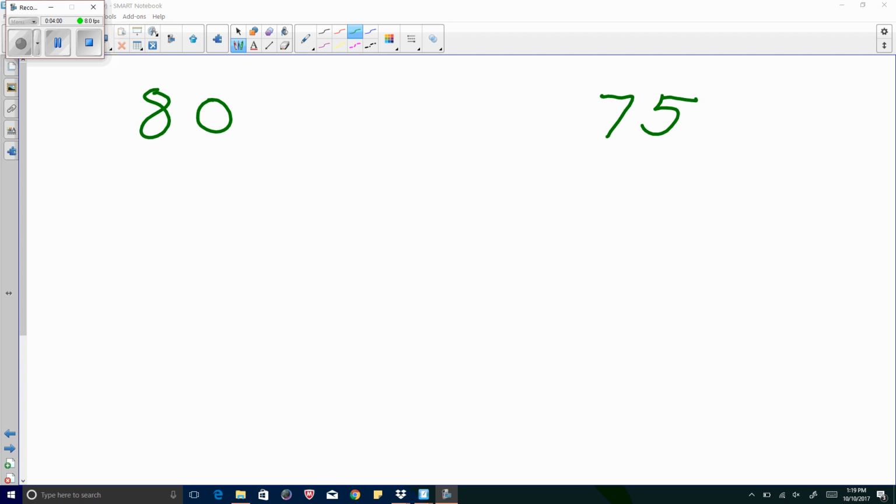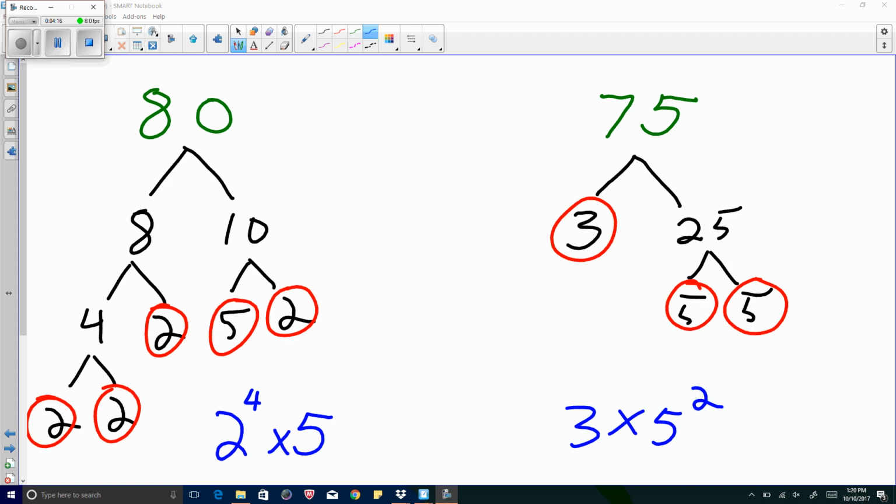Okay, I've put 2 more on the screen here that I want you to try. So take a minute, maybe pause it here, figure out what the prime factorization of 80 and the prime factorization of 75 will be, and then come back and check your answer. So pause it here. Okay, and we're back. And here are the 2 answers. 80 becomes 2 to the 4th power times 5, and 75 is 3 times 5 to the 2nd power. Now your trees might look slightly different, but you should end up with the same prime factorization at the end. So if it's not, double check your math in there, okay?